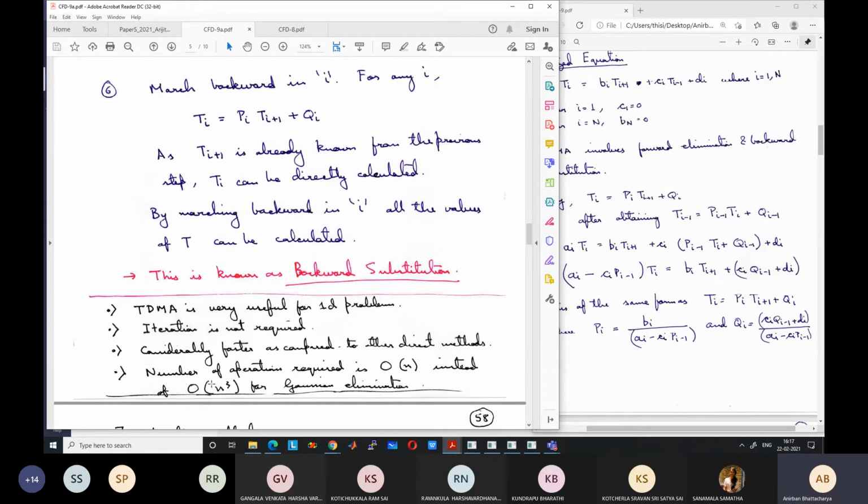So again, for 100 grid points, if it takes 1 minute, what will be the time required for 1000 grid points for Gaussian elimination? 100 grid points take 1 minute. 1000 grid points will take how many minutes?